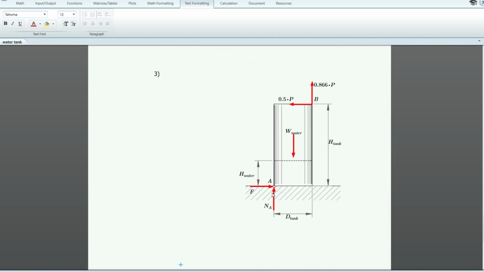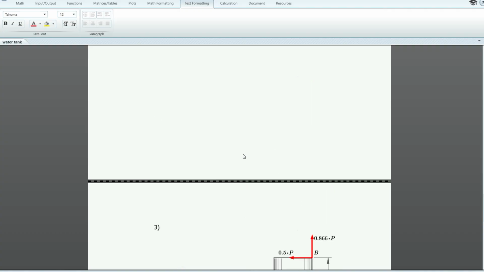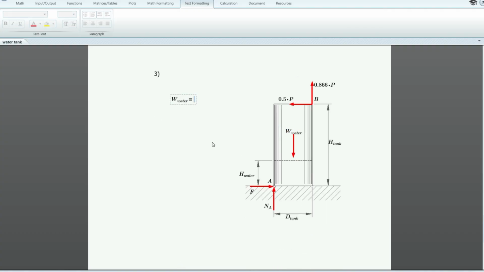If the force P of 6.5 kN initiates tipping, determine the depth of the water in the tank. Now, the height of water is different from the total height of the tank. So our weight of water will now be different. Weight of water will be equal to the density in kilonewtons per cubic meter times the area of the base, pi times d squared, our diameter is 1.5, over 4, times the height of water. So how much is this? That's equal to 17.336. Okay, so weight of water is 17.336 times height of water.